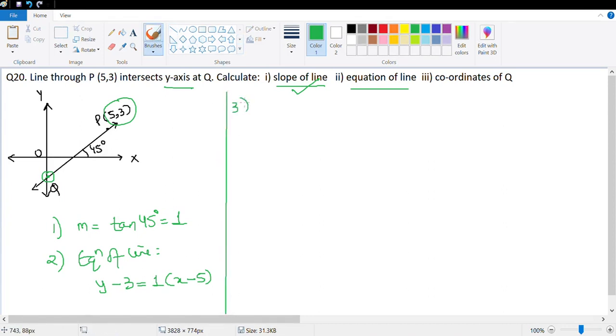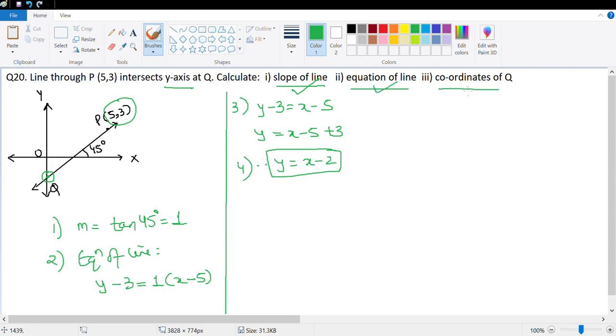Let's open the bracket. We have y minus 3 is equal to x minus 5, which means y is equal to x minus 5 plus 3. Therefore, y is equal to x minus 2. That's the required equation. The equation of the line is y is equal to x minus 2.